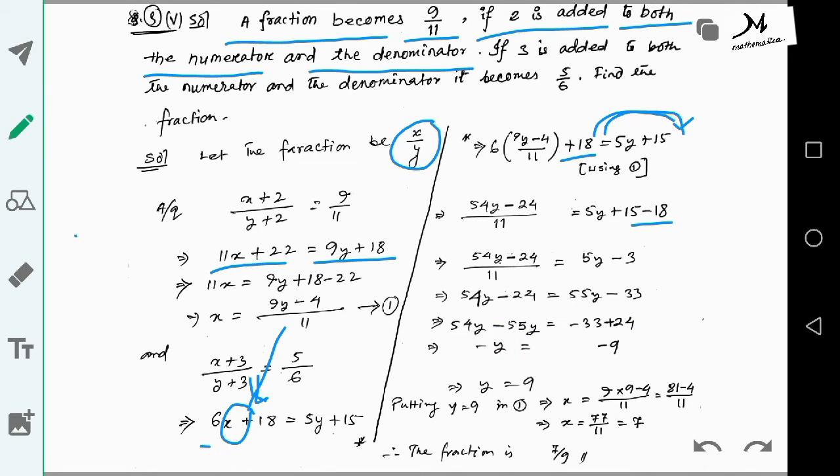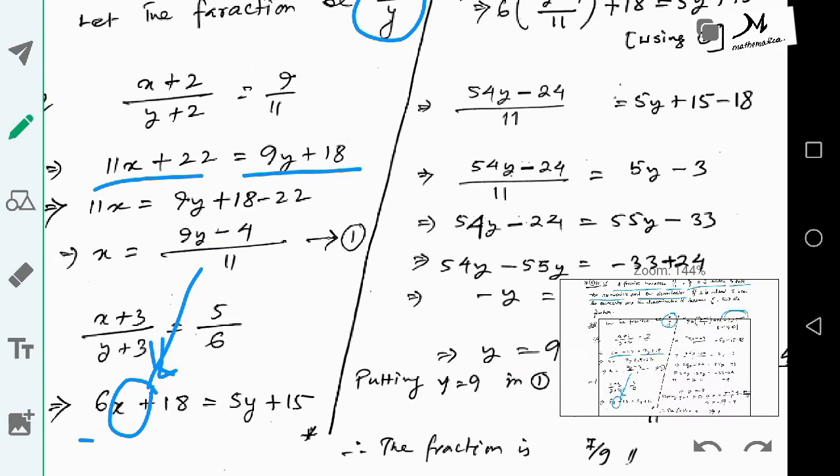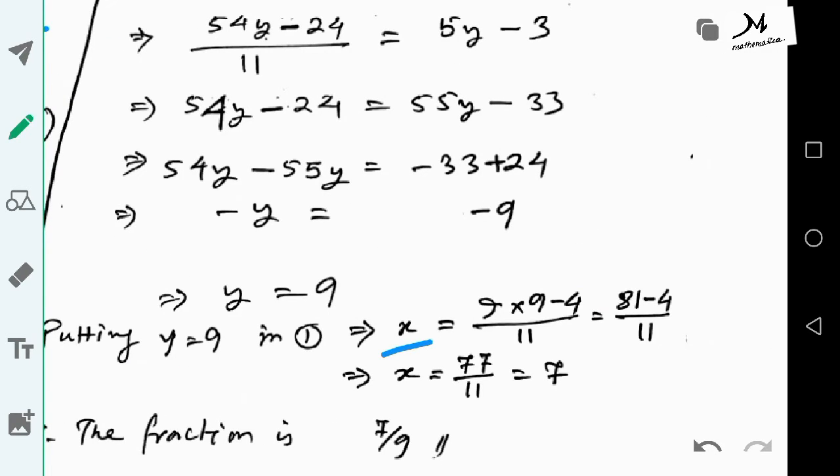Now putting this value of y in equation number 1. Let us put this value of y here, so replace this y by 9. Doing so we have got x is equal to (9 into 9 minus 4) by 11. 9 nines are 81, so 81 minus 4 by 11, which is equal to 77 by 11, that is equal to 7, because 11 sevens are 77.